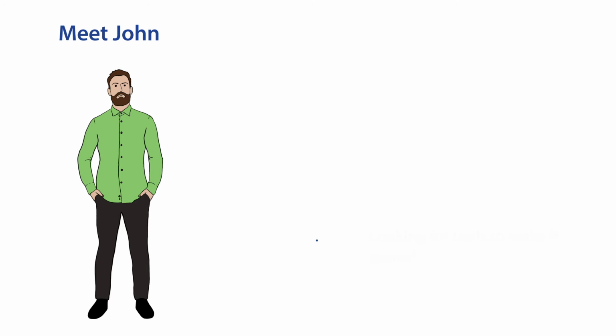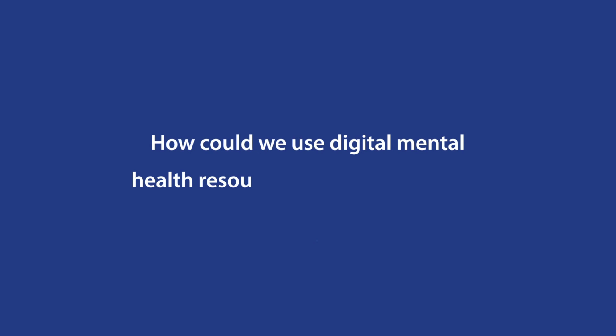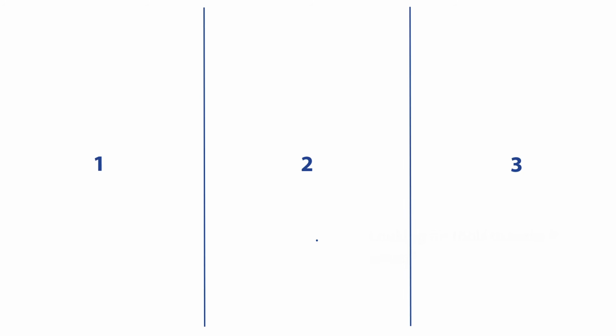Meet John. He's 37 and is seeing you for help with depression, which he has had for some time, but it's recently gotten worse due to difficulties in his marriage and parenting young kids. He also drinks occasionally to cope. How could we use digital mental health resources as a treatment aid with John? Well, there are three main ways.